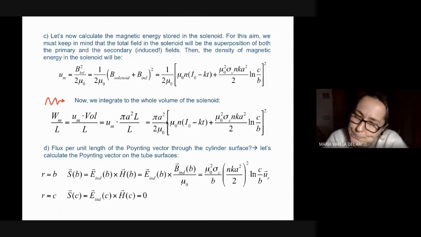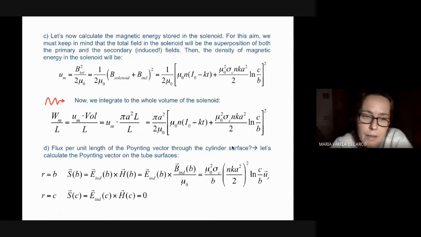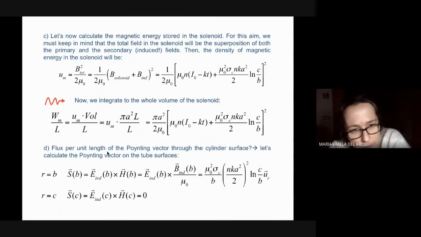Right there. Now, next thing, calculate the flux per unit length of the Poynting vector through the cylinder surface. All right, let's do it. There are two surfaces here, by the way, the inner and the outer surface, R equal B and R equal C. Let's do both. At R equal B, this is the inner surface, the Poynting vector is going to be the electric field cross H. In other words, the electric field cross B over mu naught.